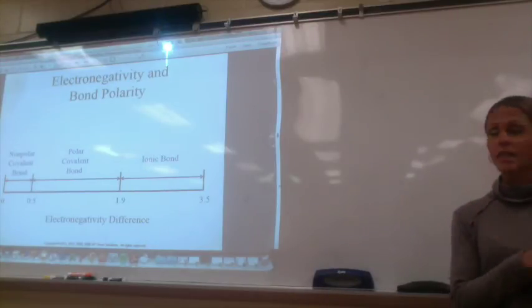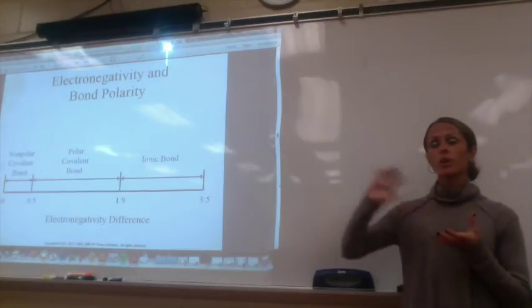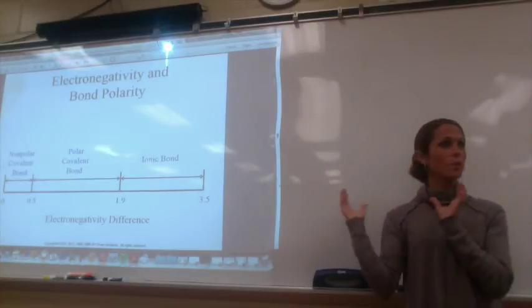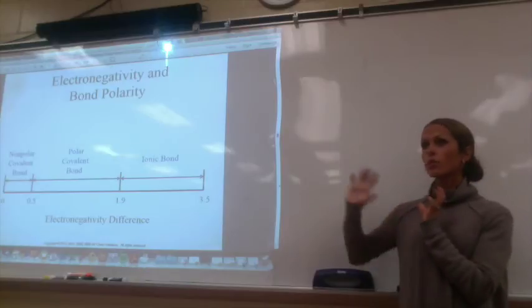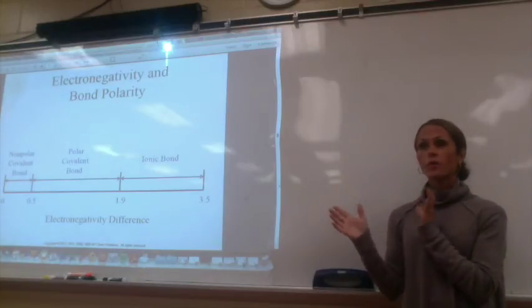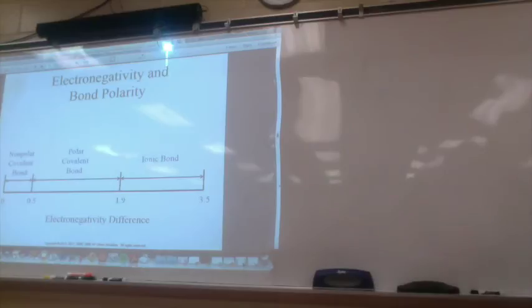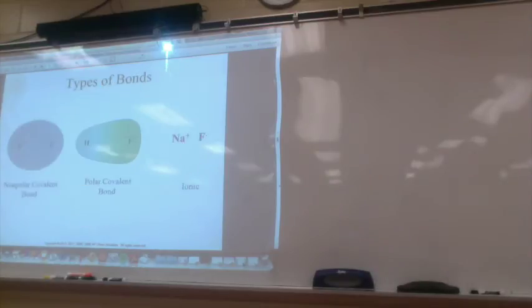So polar means a pull of electrons in one direction. One atom gains most of the electron density closest to it. Whereas nonpolar covalent means that there's an equal sharing of the electron density. So here are your different types of bonds.